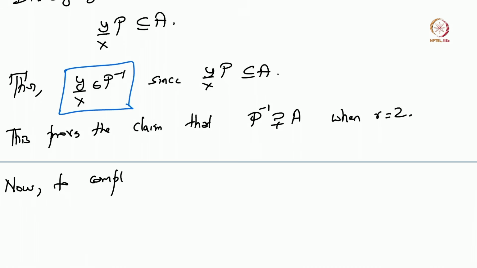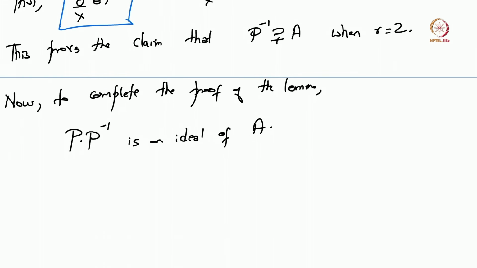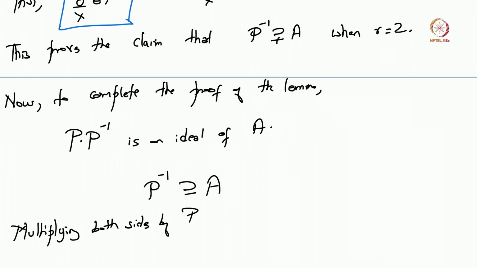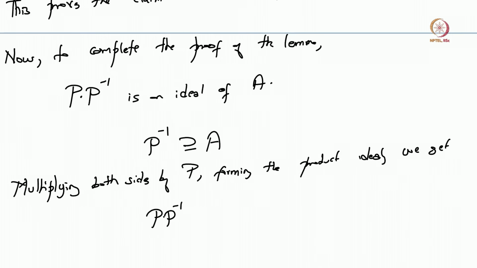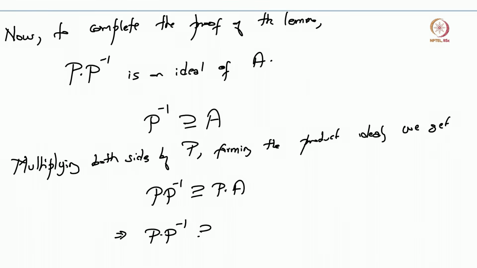Okay. So now, to complete the proof of the lemma, observe that P times P inverse, this product, is an ideal of A. Now what we have is that P inverse contains A, and so multiplying both sides by P and then forming the product ideal, we get P times P inverse contains P times A, which implies that P times P inverse contains P.